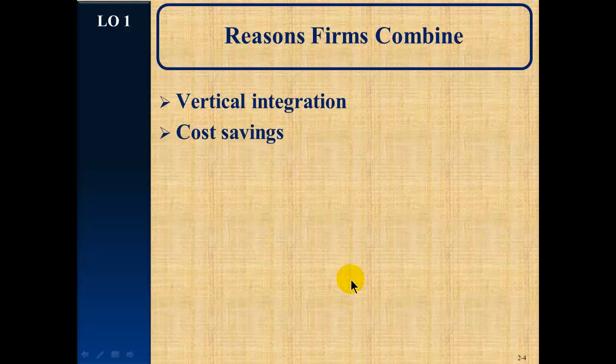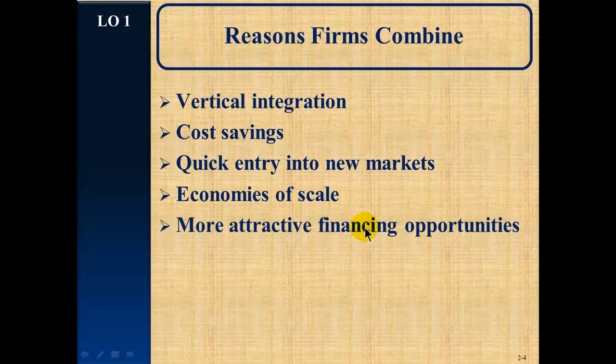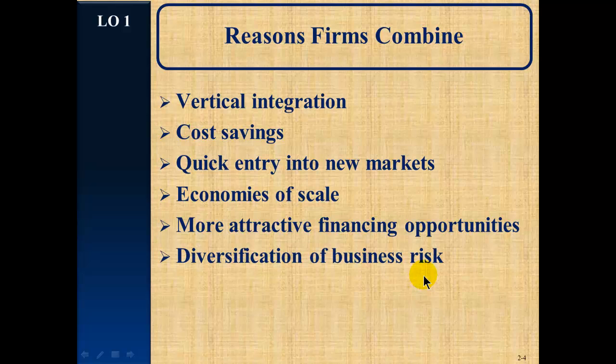Reasons companies do that: vertical integration, which maybe you buy a supplier, that's the vertical integration, versus horizontal integration. Horizontal is when you get into an industry that is not your core industry. There are cost savings, obviously economies of scale can come into play. Financing opportunities, maybe getting something at kind of a bargain price, or it looks attractive. Diversification of risks. Some of these are fairly obvious as to reasons, and your book talks about some of those.